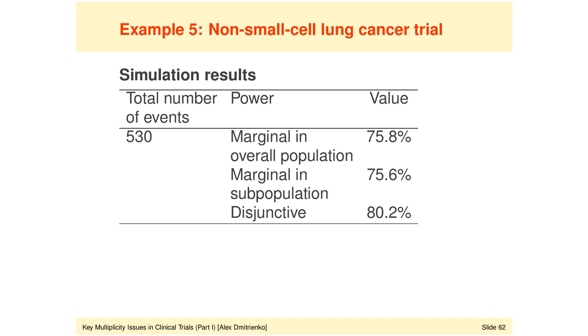This table shows that in this event-driven trial, we will need a total of 530 events to achieve an 80% probability of success based on disjunctive power. I would like to point out that the marginal power within each patient population will be lower here. It actually happens to be almost the same in the overall population and in the predefined marker positive subpopulation in this particular case, but it does not have to be the same. We need to remember that disjunctive power is greater than marginal power for each individual test due to a synergistic effect.